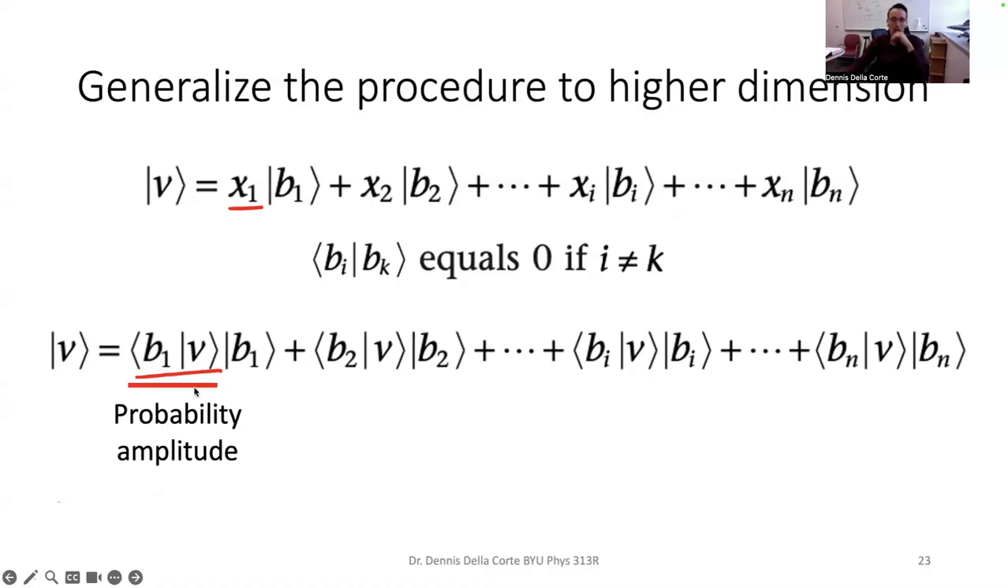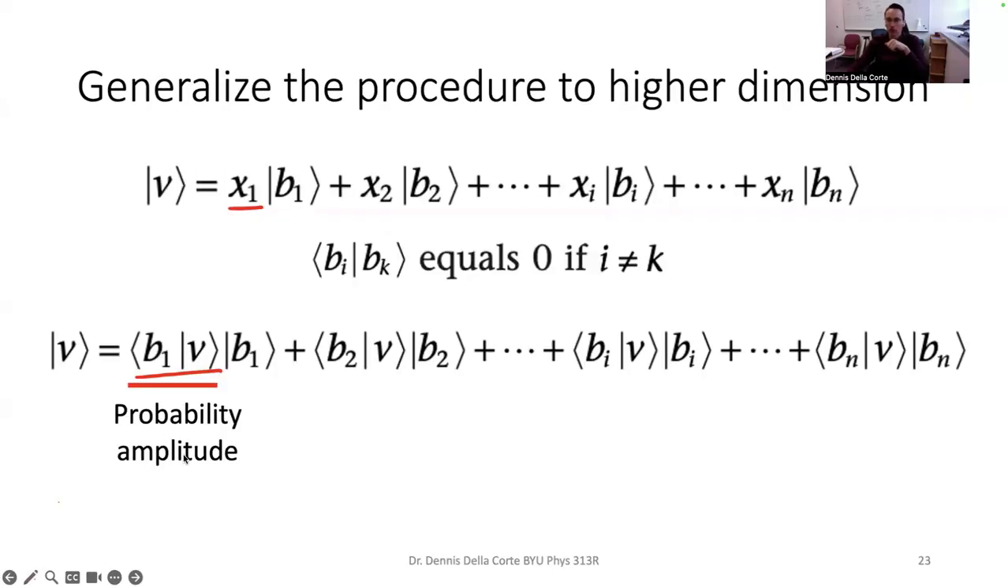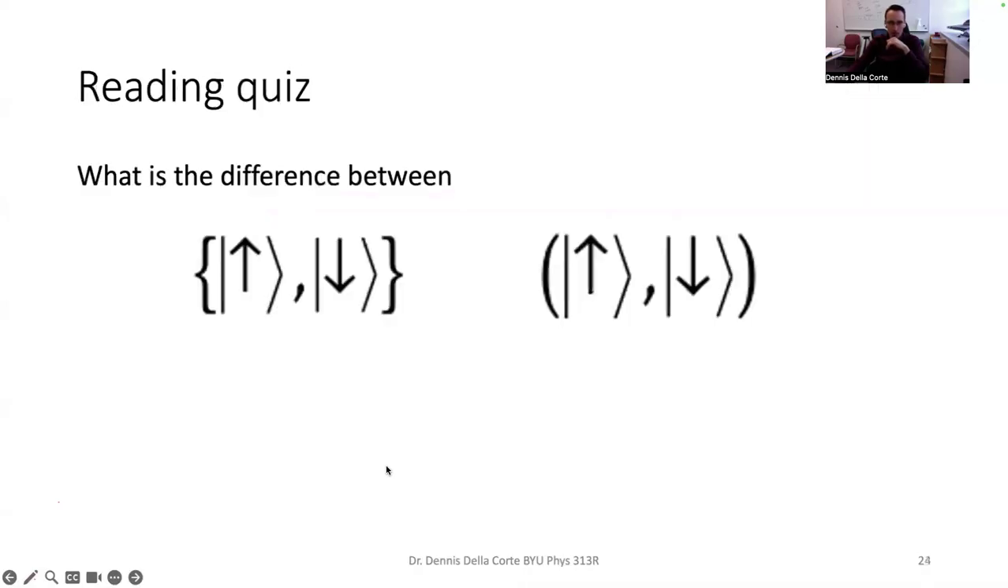Okay, great. So this thing here actually has a name. This here is how much of B1 will be in V. We call it the probability amplitude. It's not a probability. It's an amplitude for how likely we're going to find some part of B1 within V. All right, great. So that's a word you want to remember. We're going to come back to it. Probability amplitudes will be very important.